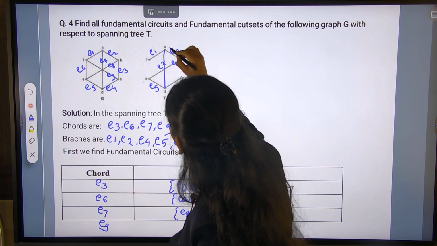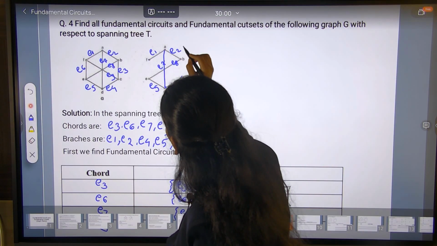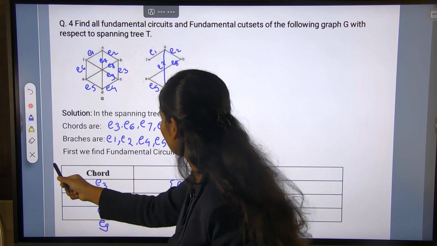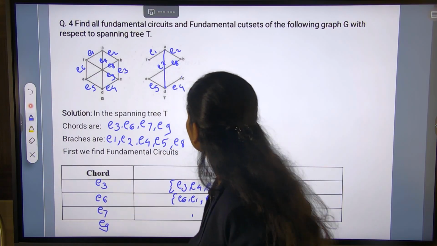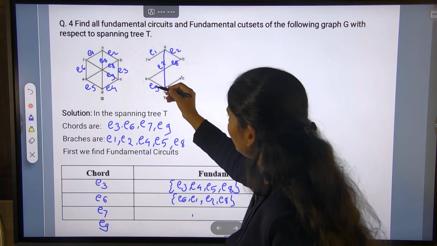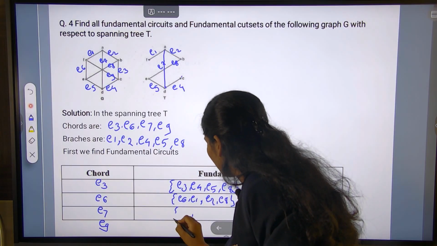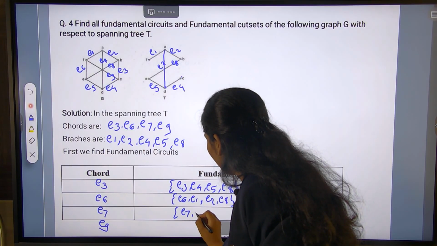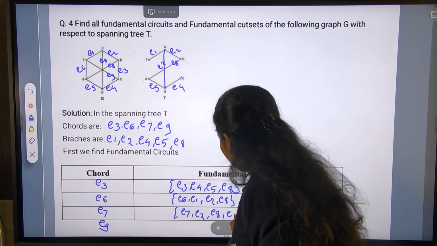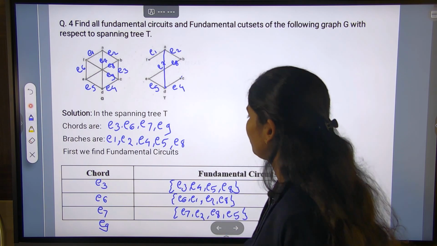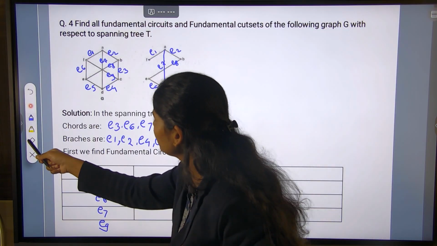This is E7. So E7, E2, E8, E5. E7, E2, E8, E5. Then go for next.